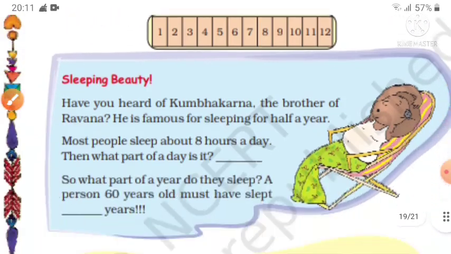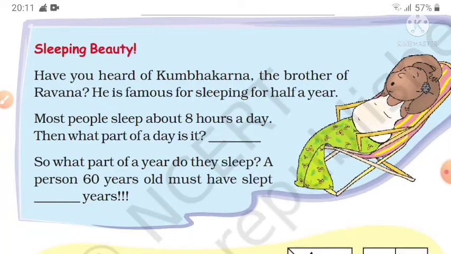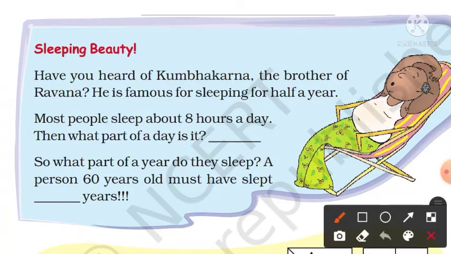Next is the Sleeping Beauty. Have you heard of Kumbhakarna, the brother of Ravana? He is famous for sleeping for half a year. Most people sleep about 8 hours a day. Then what part of a day is it? Very simple. We know there are 24 hours in a day, so the part will be 8/24.